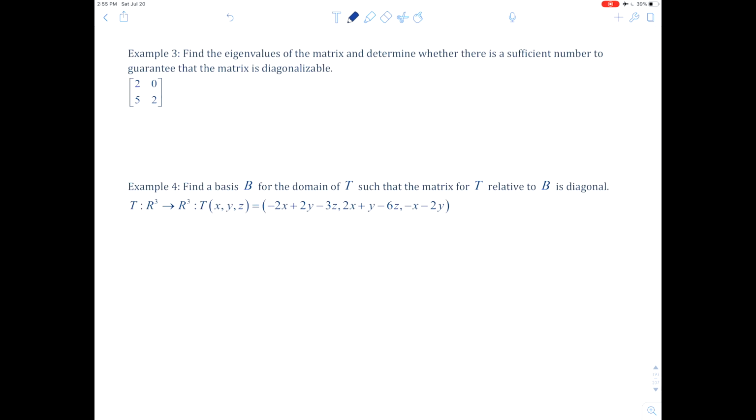Okay, so let's take a look at example 3. Find the eigenvalues of the matrix and determine whether there is a sufficient number to guarantee that the matrix is diagonalizable. So here, now be careful, again, that it was a one-way proof, right? So with this one, lambda 1 equals 2 equals lambda 2, right? So there exists only one distinct eigenvalue.